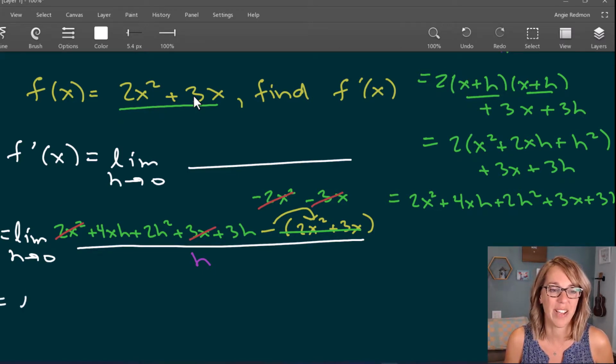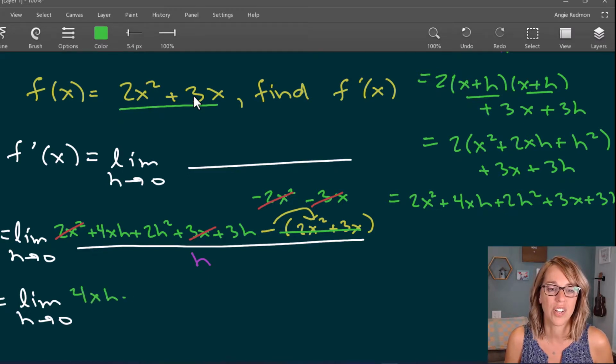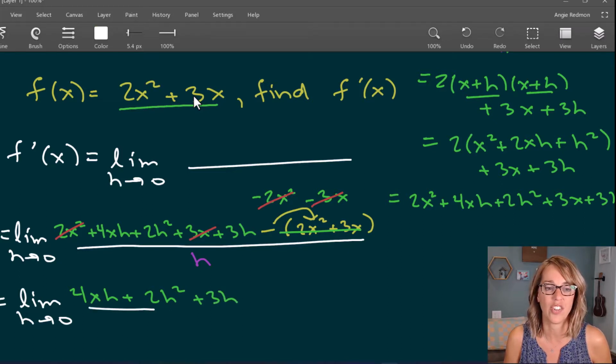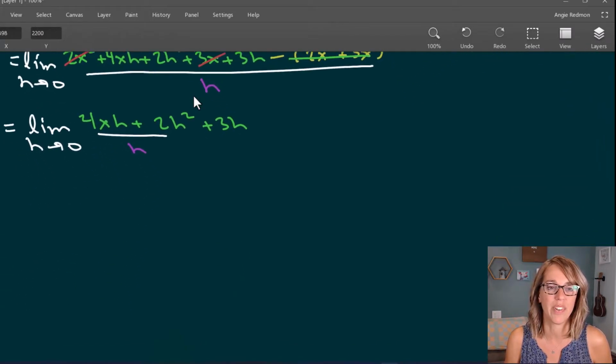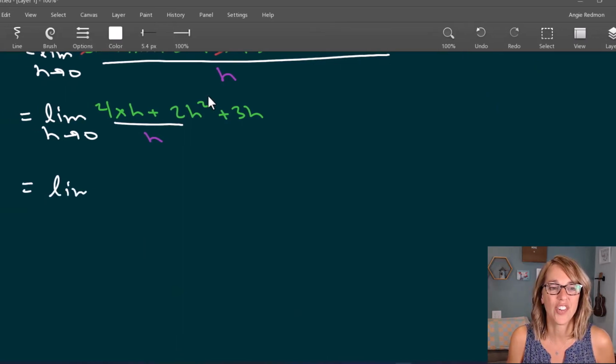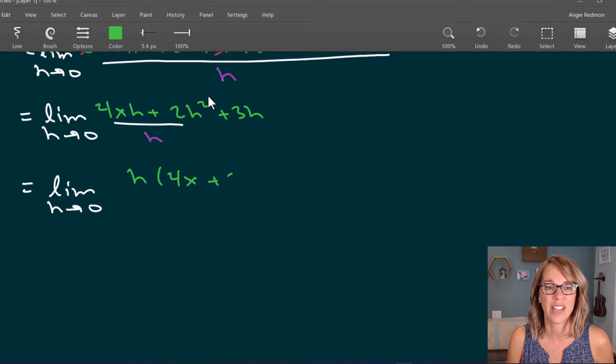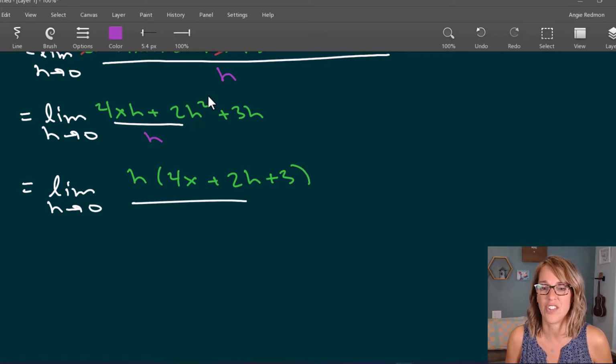Okay, where does that leave us? I'm actually almost done. The algebra just takes so much work. Very, very tedious. I have 4xh plus 2h squared plus 3h, which is excellent. Only h terms left, all divided by h. Let's again give ourselves a little more real estate here. I am almost done. I'm going to factor out the h, so the limit as h approaches 0. Factoring the h out of the numerator so I can do some canceling, just a little bit of canceling: h times 4x plus 2h plus 3, all divided by h still.